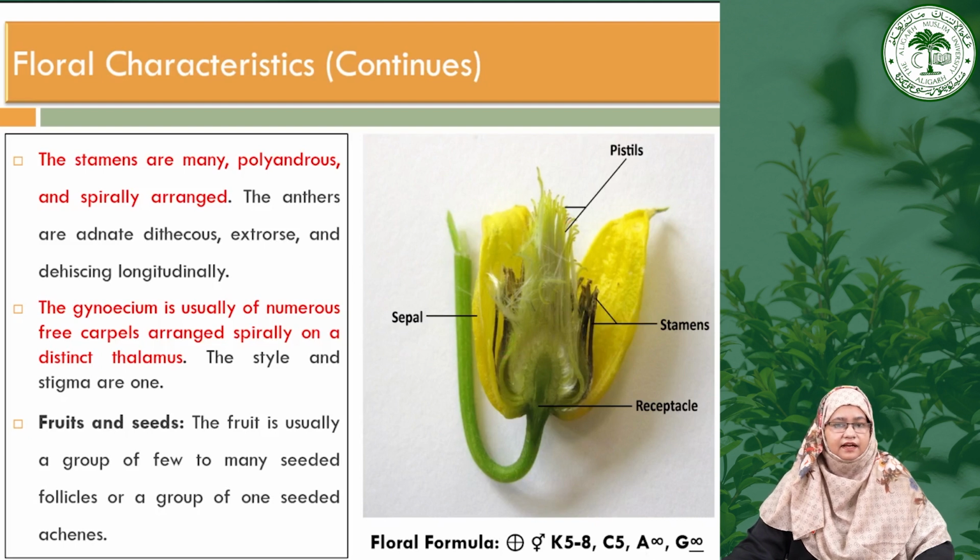And lastly, the fruits and seeds. The plant usually produces follicles with multiple seeds or achenes, highlighting the adaptive strategies for reproduction.